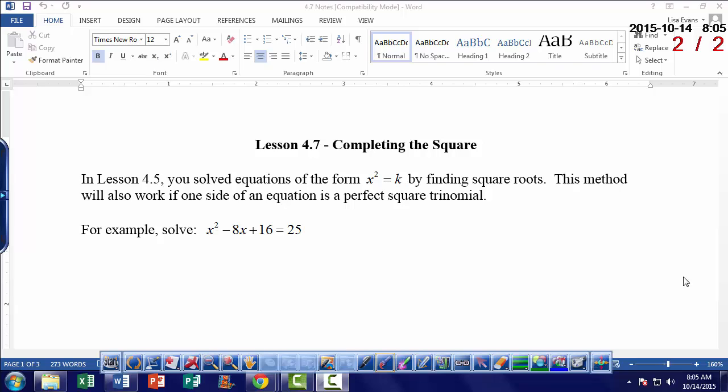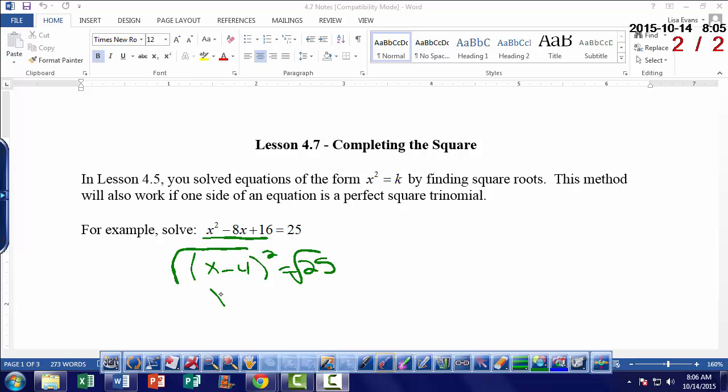This method will also work if one side of the equation is a perfect square trinomial. So for example, when we first look at this, we don't think we can get the squared term by itself because we have an x squared and an x. However, this is a perfect square trinomial, so we can actually factor this side so it looks like this, x minus 4 squared equals 25. Now we have the type of problems we've already seen. We have the squared term by itself, we can go ahead and solve.